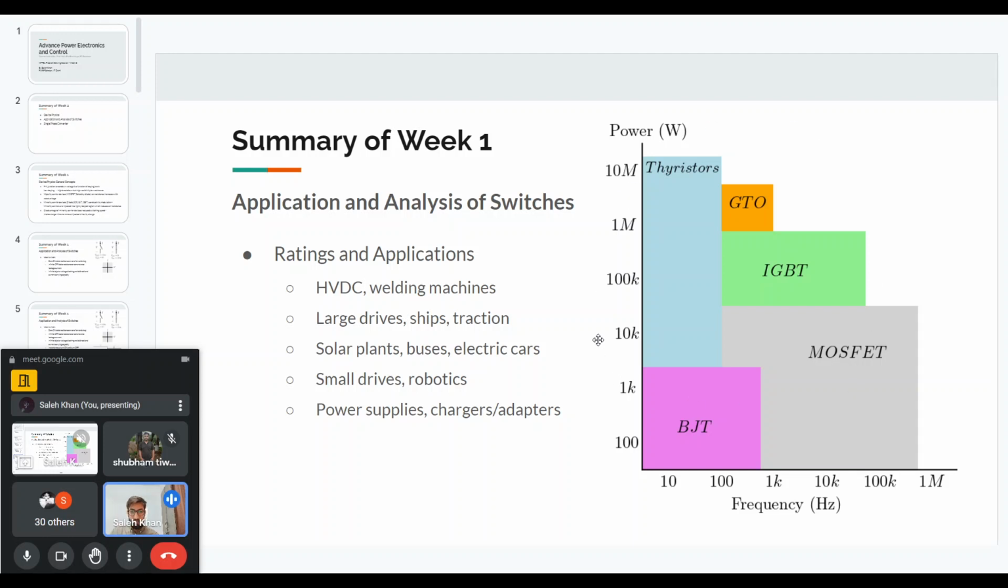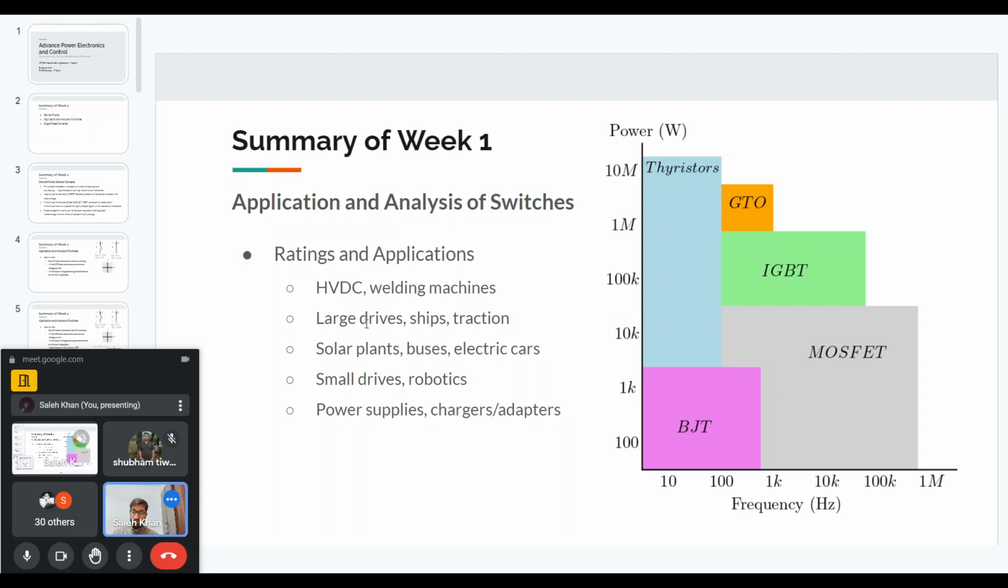Depending on the availability of devices, that is where we will determine what applications these devices can be used in. In applications where we require the highest power ratings, we will use thyristors. And as we go to lower power ratings, these applications that I've shown are arranged from high power ratings to less power ratings. So as we go from high to less power ratings, we will go from thyristors to GTO to IGBT and lastly to MOSFETs. For HVDC applications and big welding machines, we use thyristors or sometimes GTO.